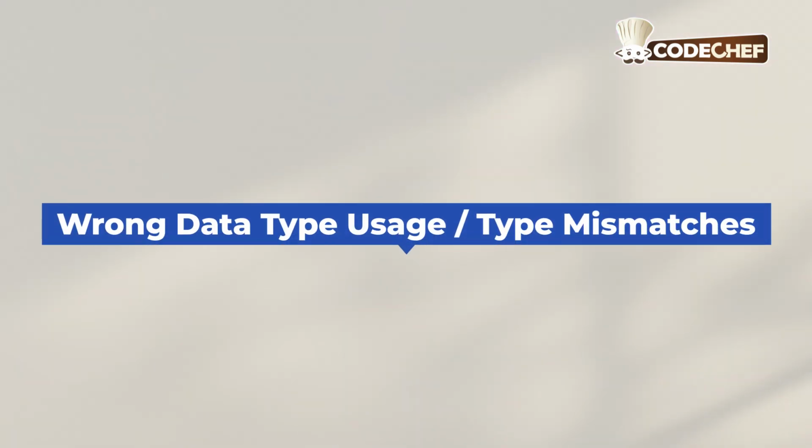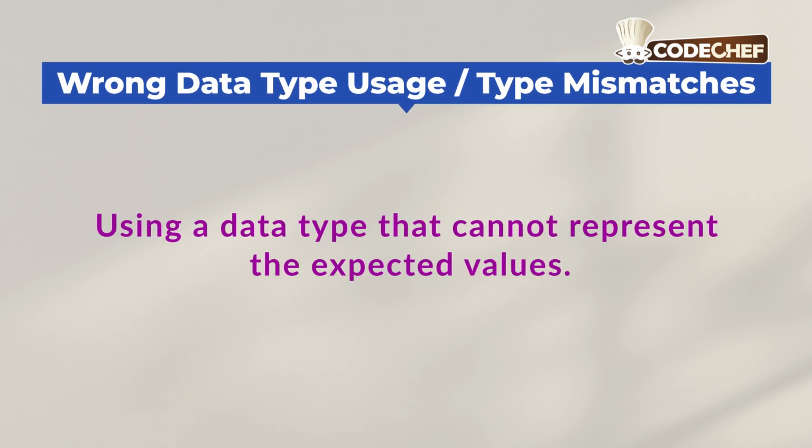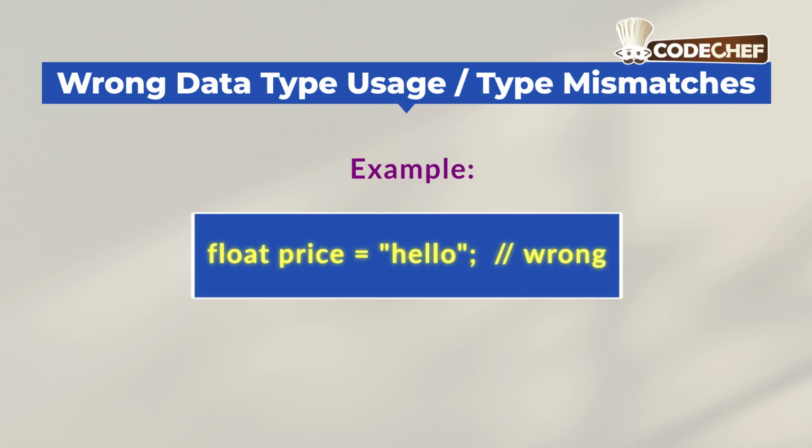Next is wrong data type usage or type mismatches. So using a data type that cannot represent the expected values. For example, float price = "hello";. Float is a data type that represents decimal point numbers, price is the name of the variable, and the value that we have assigned is of type string. When we have already declared that the variable price is of type float, we cannot assign a string value to it, and that is why it is a wrong data type usage or type mismatch error.